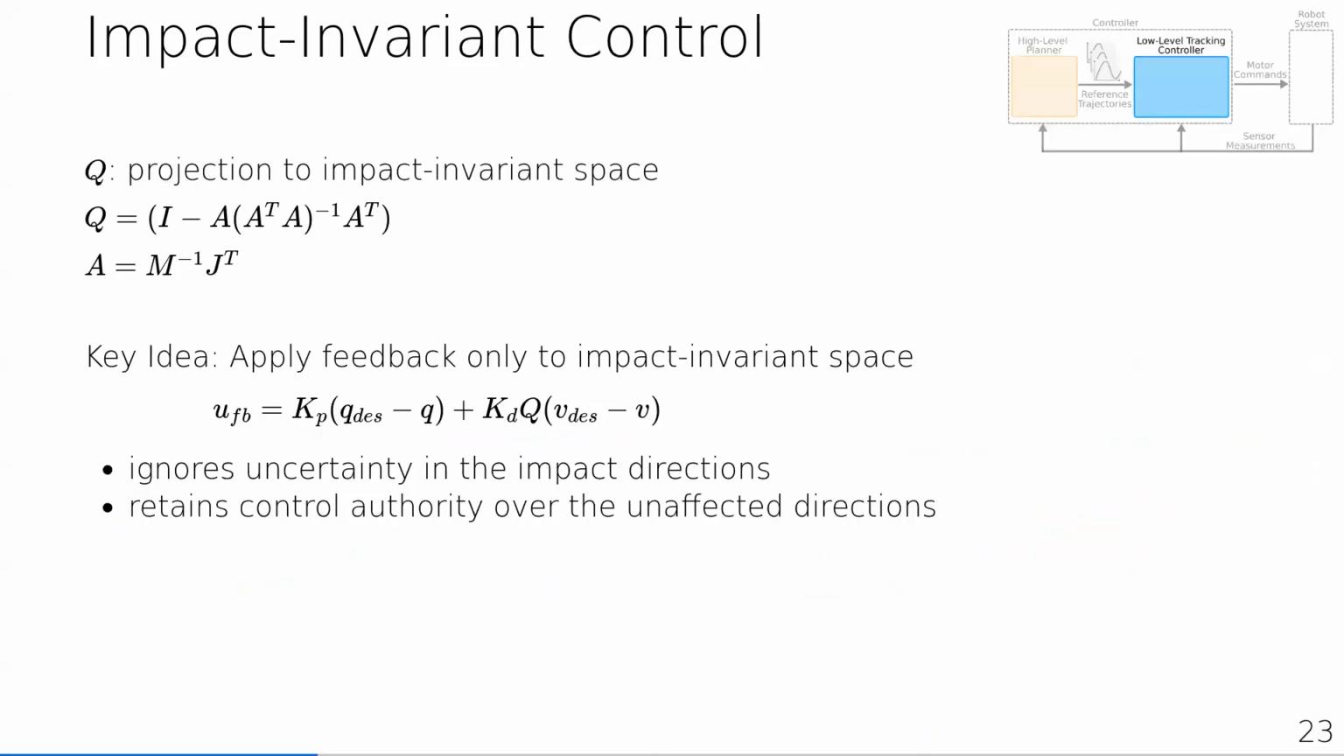To be explicit on how we use this for feedback control, we can compute Q using the closed form expression for orthonormal basis for the left null space of M inverse J transpose. If we have a typical PD controller, I'm going to ignore the feed forward term for conciseness. We apply feedback on the projected velocities instead. So we're going to do this instead. And what this does is this ignores the uncertainty in the impact directions while retaining control authority over the unaffected directions.